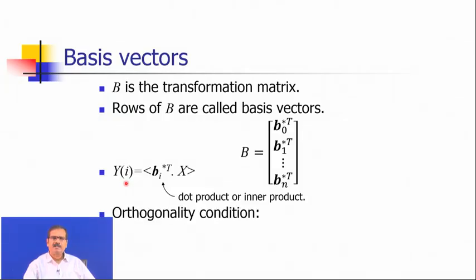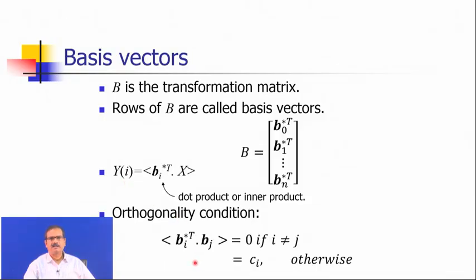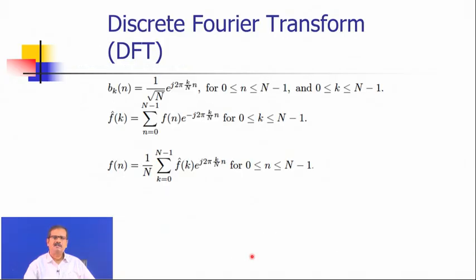So, the orthogonality condition in this case is reflected in this form: if you take any pair of two basis vectors, then their inner product should be equal to 0 if they are different, otherwise they should have a non-zero value C i. So, with this form we can consider a function as a linear combination of all those basis vectors.